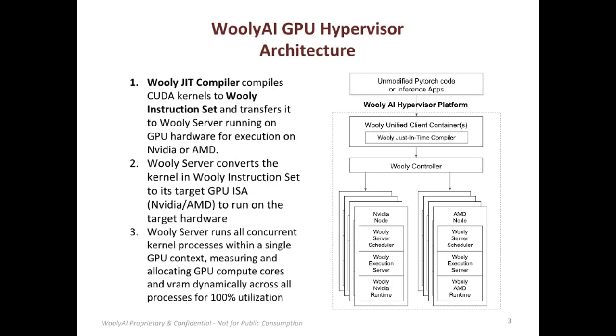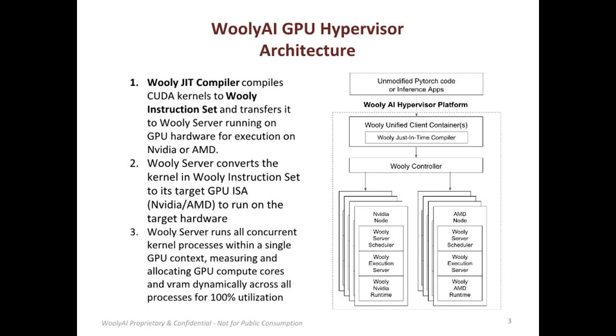So, how does it all come together? The WoolyAi client container runs your PyTorch projects or inference apps like VLLM. Inside, our just-in-time compiler translates CUDA kernels into the WoolyAi instruction set. These kernels are then sent to the WoolyAi server on the GPU node, where they're translated into NVIDIA or AMD native instructions, while keeping hardware-specific optimizations.